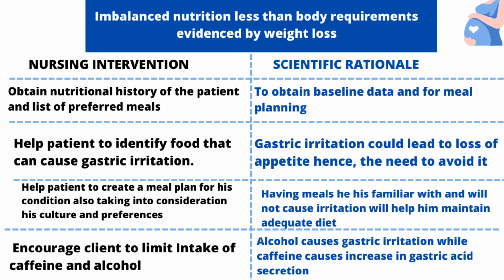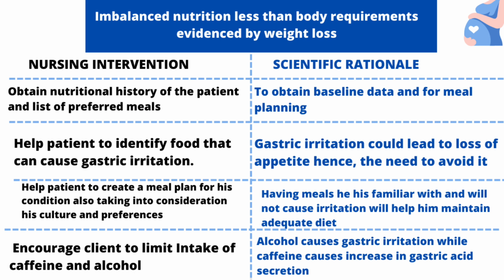The second intervention is that you help the patient identify food that can cause gastric irritation, and the scientific rationale is that gastric irritation could lead to loss of appetite. Definitely, you need to avoid that. You don't want your patient to be losing appetite. So once they don't eat food that will cause gastric irritation, then there is lesser risk of loss of appetite.